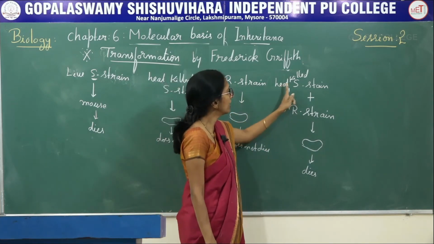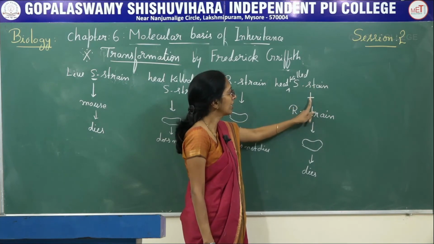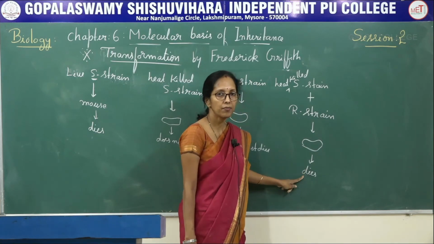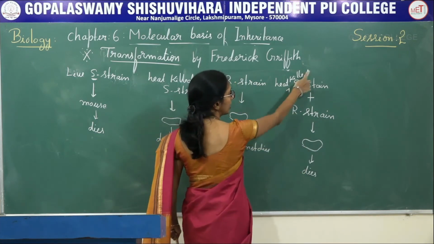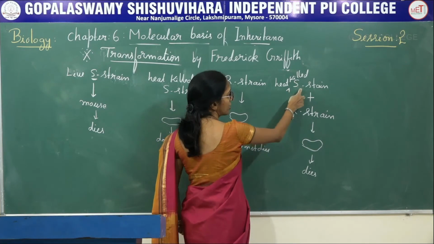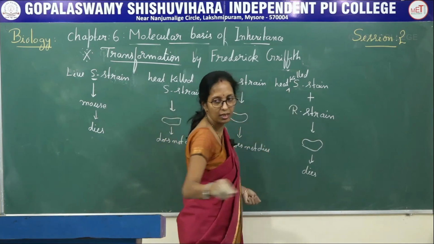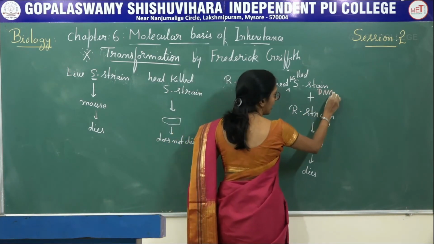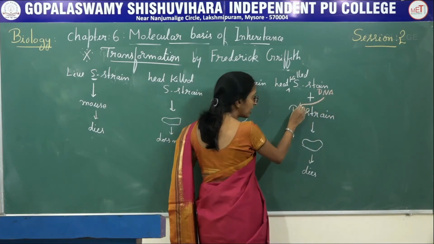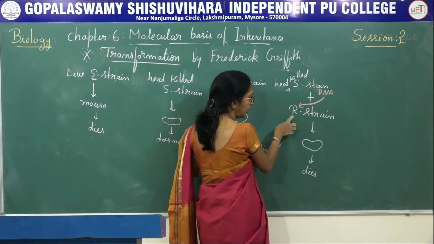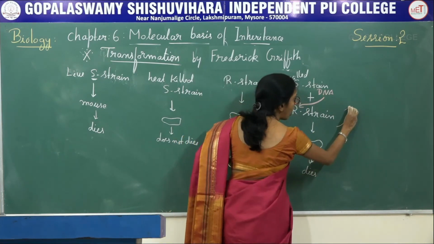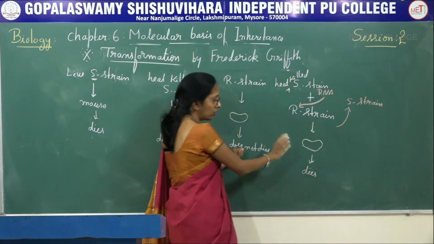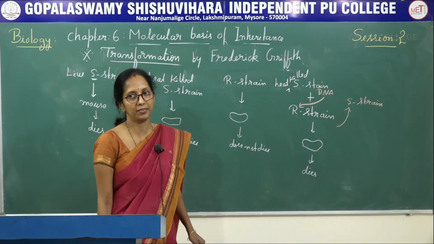Here is what happens: heat-killed S strain is mixed with the R strain and injected into the mouse, and it dies. In the heat-killed S strain there is a presence of genetic material, that is the DNA. Now, genetic material enters into the R strain and changes this R into S strain. As a result, it causes pneumonia and finally results in death.